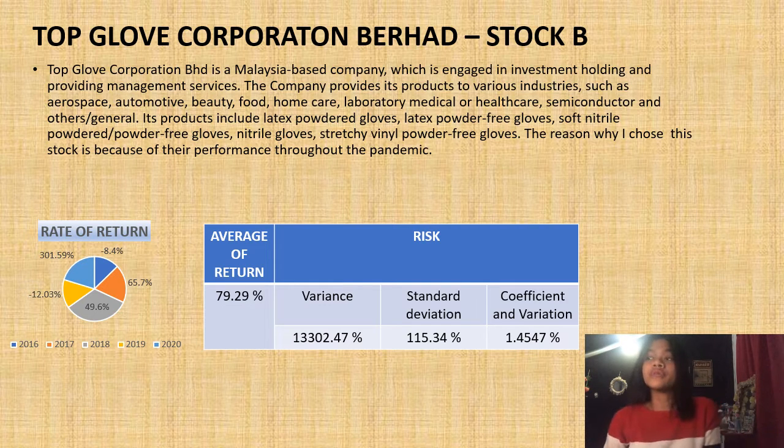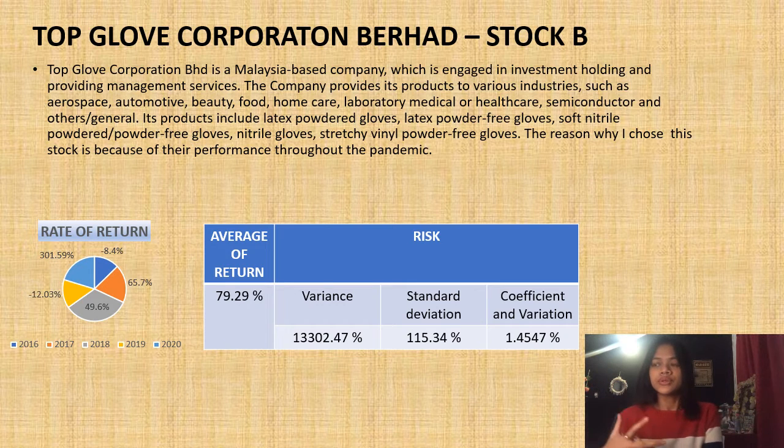The reason why we chose this company as stock B is because of their performance throughout the pandemic. As you can see in the table, the average of return is about 79.29%, which is above 60%. It shows that the company's performance is good.